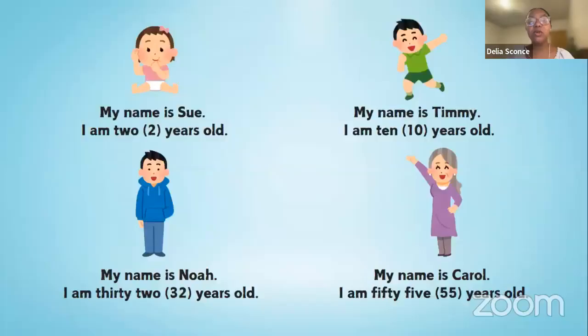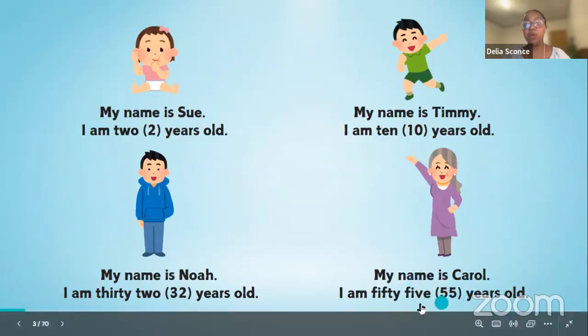My name is Sue. I am 2 years old. We have this child. My name is Timmy. I am 10. My name is Sue. Sorry, 10 years old. Then here we have, my name is Noah. I am 32 years old. My name is Carol. I am 55 years old.